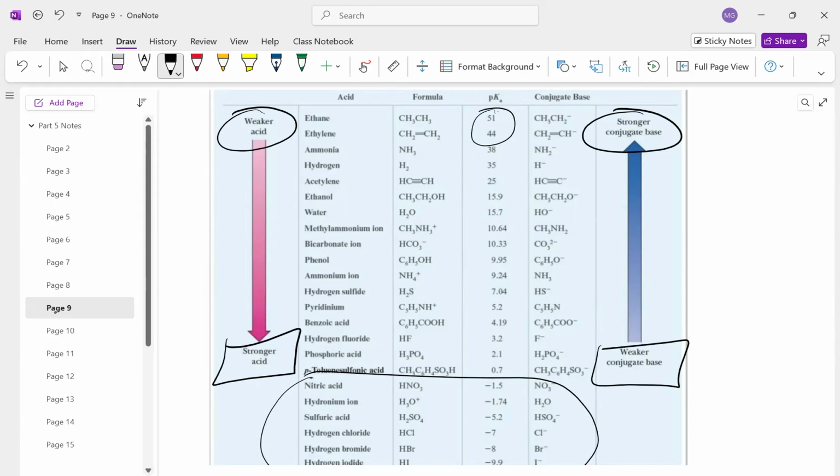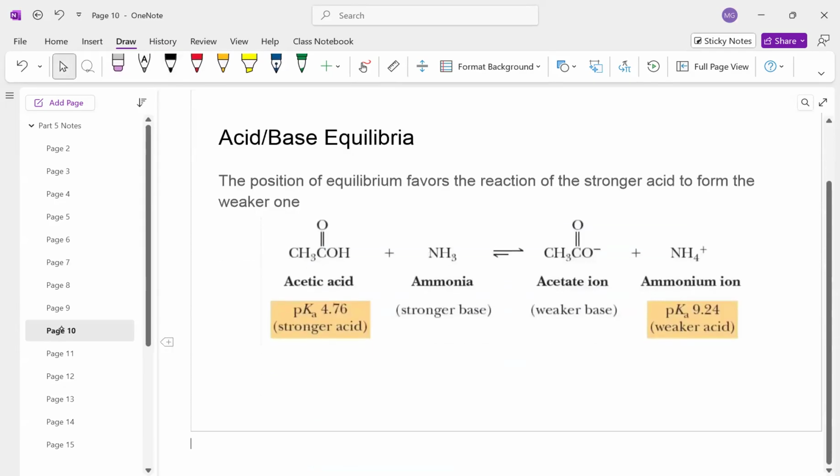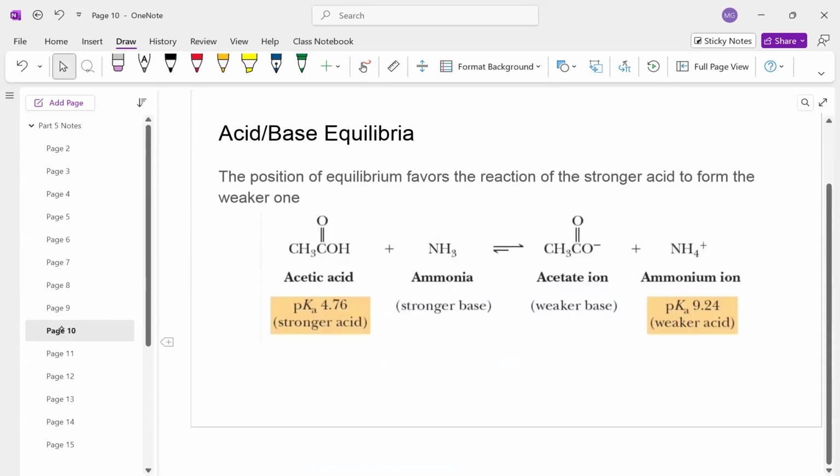Now, what do we do with these numbers? Well, in general chemistry, you use them to predict the position of an equilibrium. So if you have an acid-base equilibrium, and it's not a strong acid, there's going to be an equilibrium that favors one side or the other. We would use those pKa's to determine what position the equilibrium lies in.